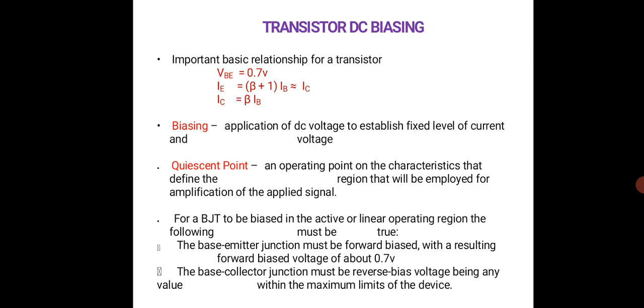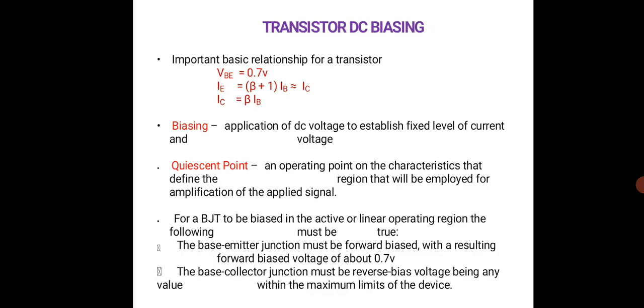What is biasing? Biasing is the application of a DC voltage. The reason for biasing is that you should establish a fixed level of current and voltage, and biasing provides that. And the quiescent point, or Q point, is an operating point on the characteristics that defines the region that will be employed for amplification of the applied signal.